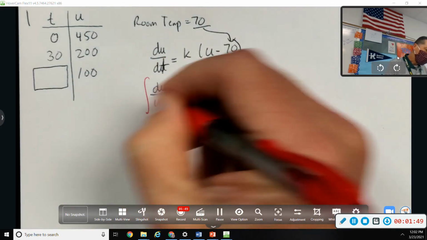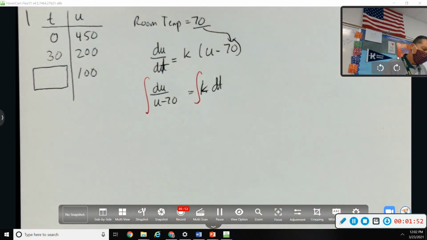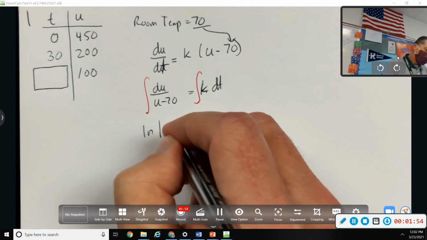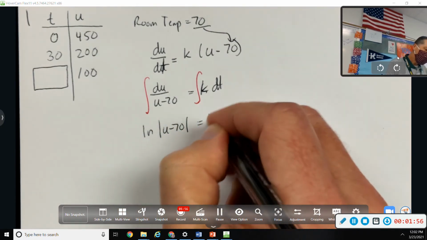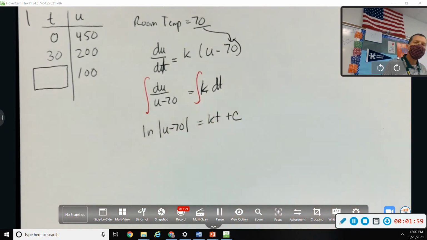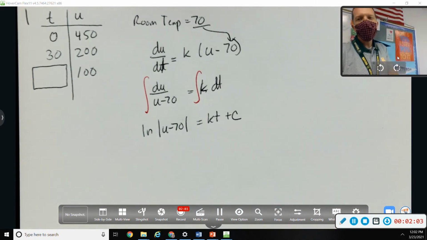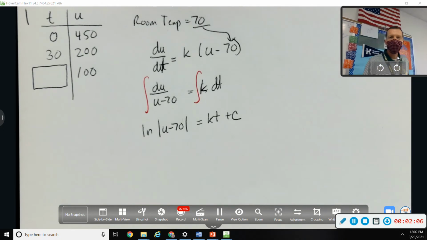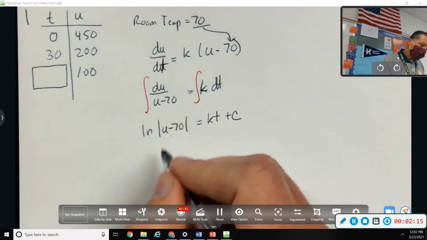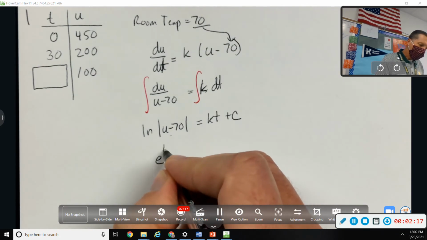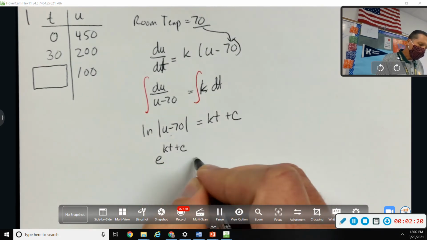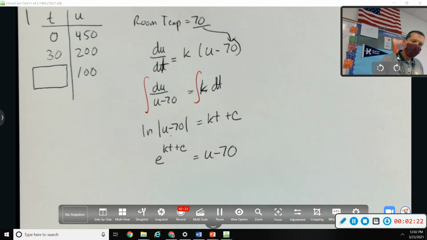So integrate both sides. Natural log of u minus 70 equals kt plus c. Absolute value bars are probably not necessary because the temperature is always going to be bigger than 70 as it cools down and approaches 70. So if you dropped them, it would be fine. Let's do the loop-de-loop thing. E to the kt plus c equals u minus 70.